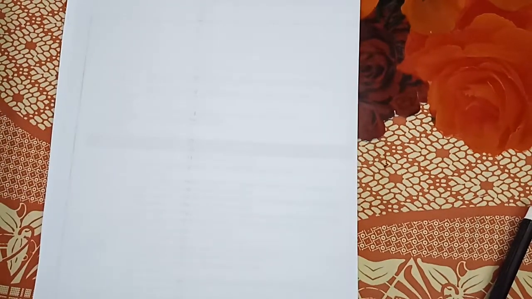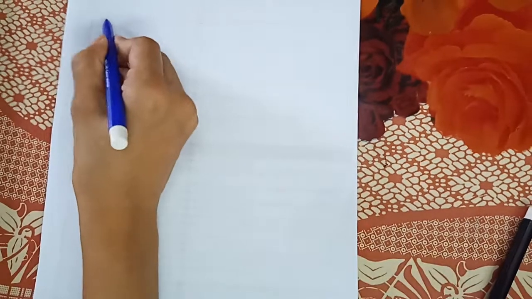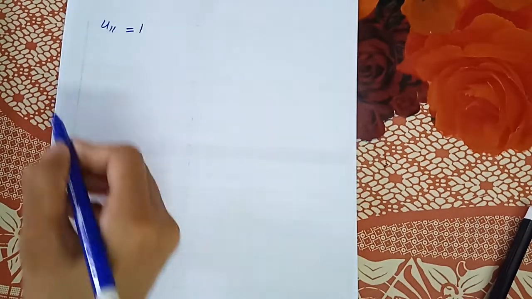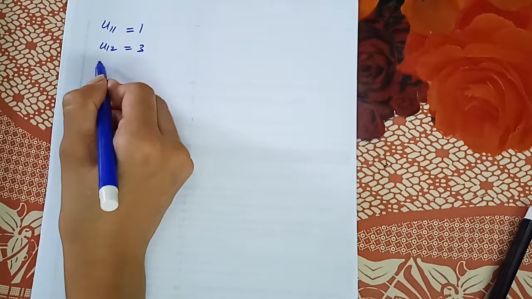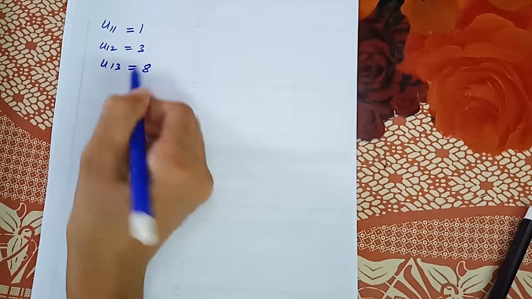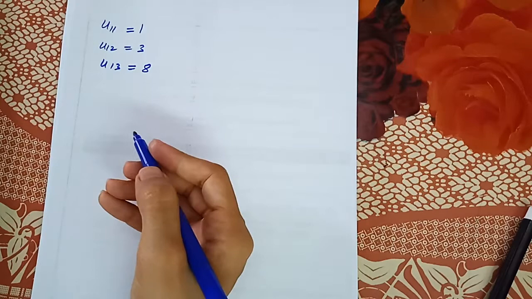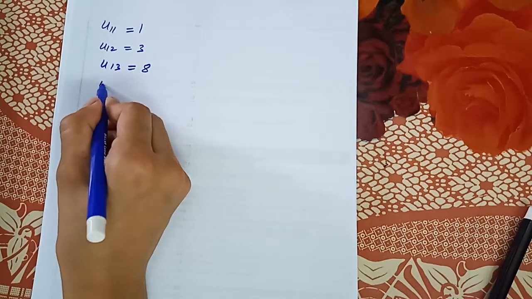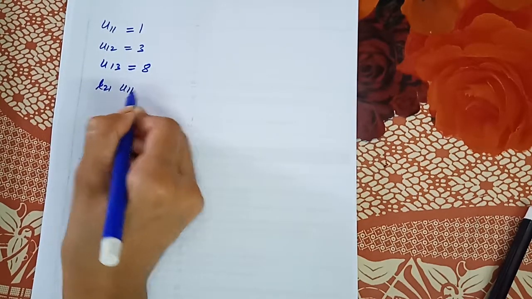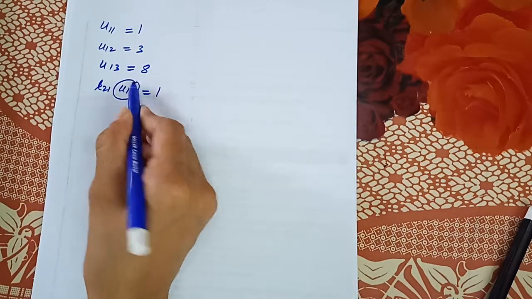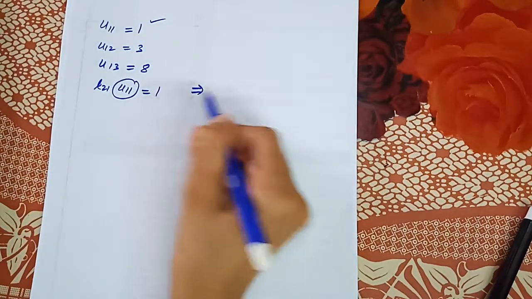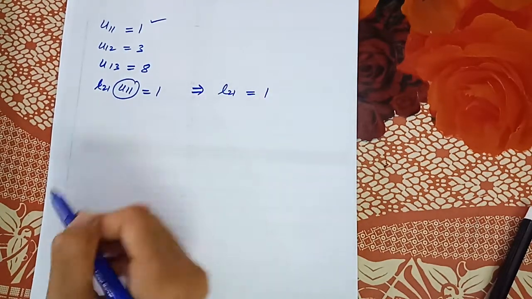So if we equate them, we will get here U11 is equal to 1, U12 equals 3, U13 equals 8. Now second row, first entry, L21 U11 is equal to 1. Now you know that U11 is 1 from here. So you got L21 equals 1.